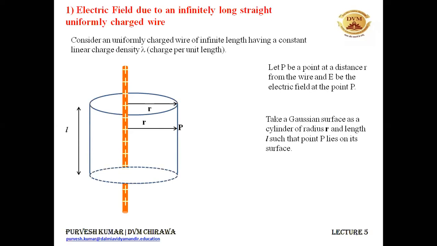It is a cylinder of length L and radius R such that the point P, this is our point of interest at which we need to find the electric field. This point P lies on the surface of the Gaussian surface that we have chosen. All right. So this is the Gaussian surface. Please draw it in your notebook. The length of the cylinder is L and the radius is R.